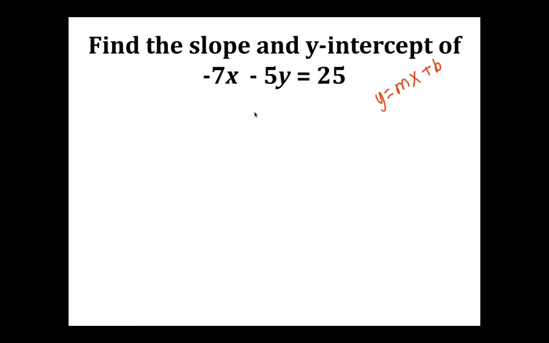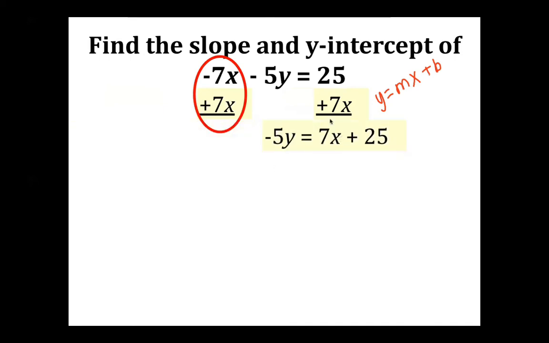Let's go ahead and look at this example. We have -7x minus 5y equals 25. Once again, we're going to first solve for y. So first undo any subtraction or addition, in this case the subtraction of 7x. So I'll go ahead and add 7x to both sides. 7x cancels, and then you're left with -5y equals 7x plus 25.